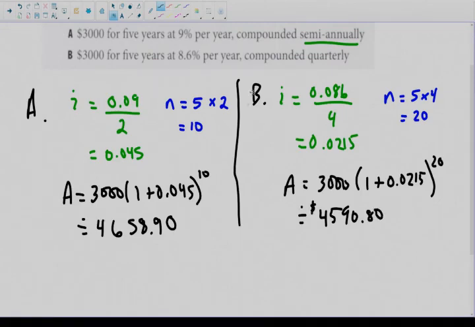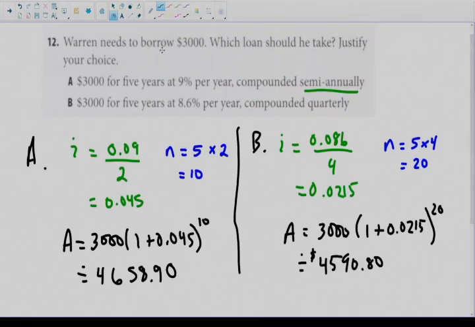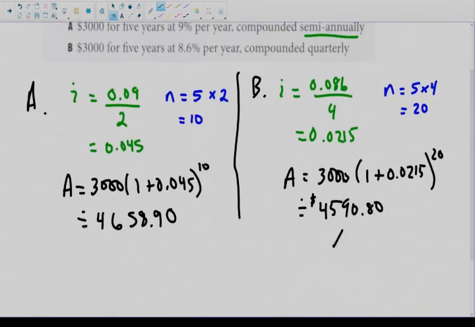Now, because this is amount borrowed, not amount invested, that means Warren is paying interest. So we're looking for the smaller of the two. So B is the better selection because you're paying less interest.